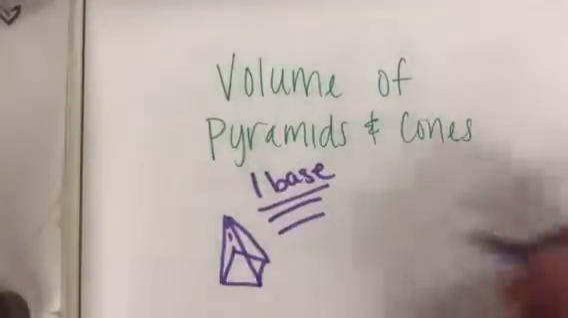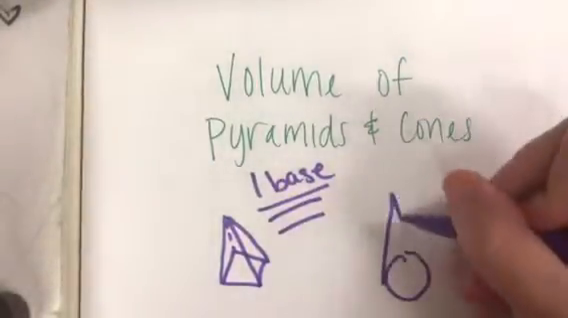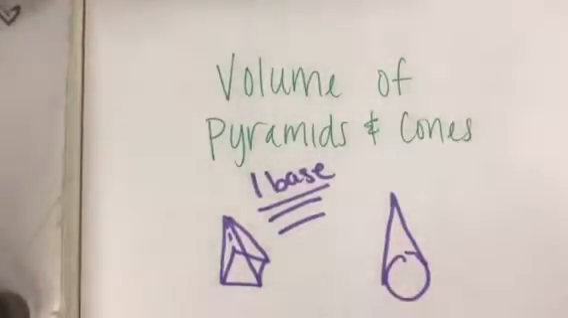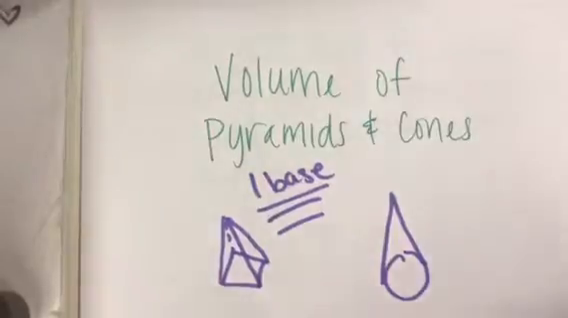A cone. Again, how many bases? One base. But the base on the pyramid can be a rectangle, a square, or a triangle. It can be anything. On a cone, it's a circle. It has to be a circle.